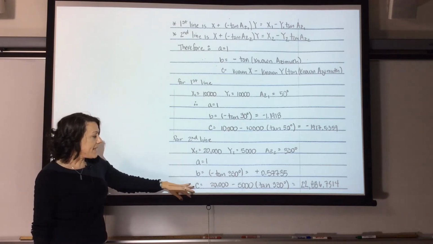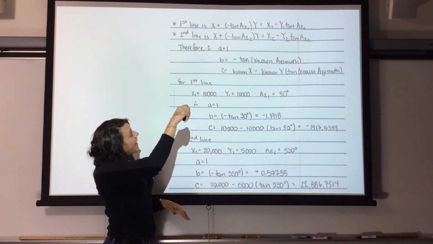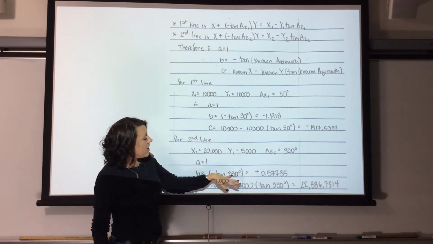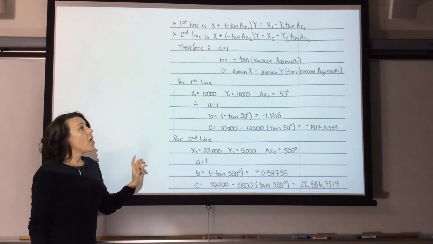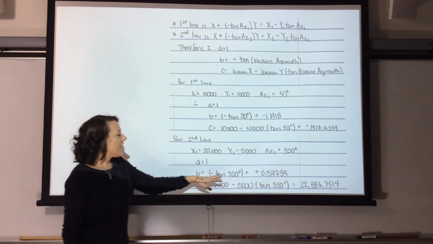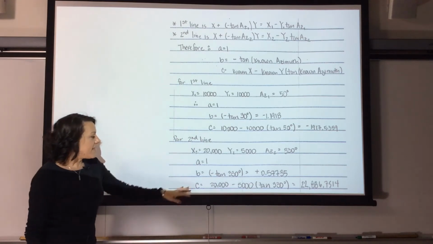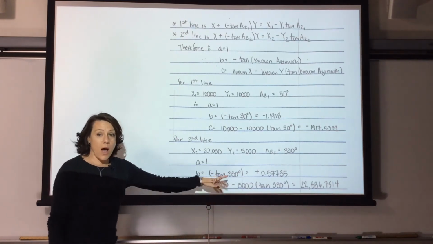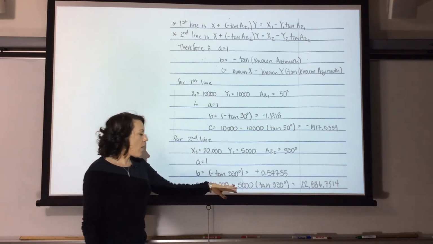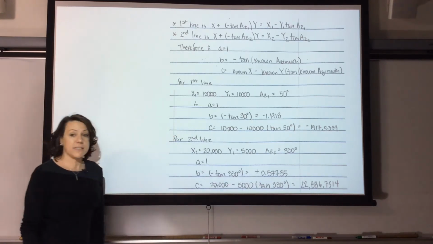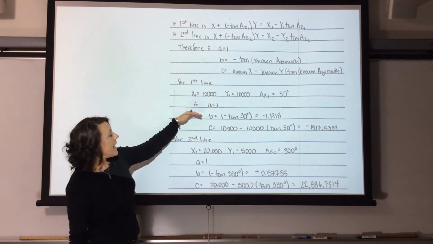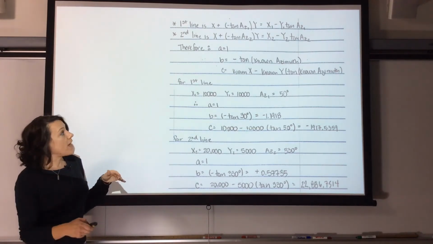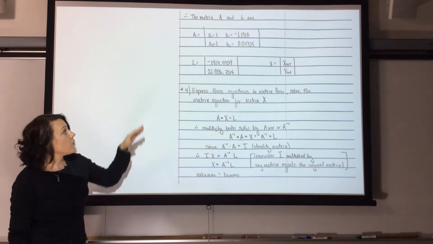So we got A, B, and C. In front of this one, A is the understood 1, minus tangent of 330 degrees is going to give us the B factor. And then the C factor is, again, we have the 20 and the 5,000, x and y. So we can solve out the constant C factor. So now we've got A's, B's, and C's solved for that we're going to plug back into our equation.